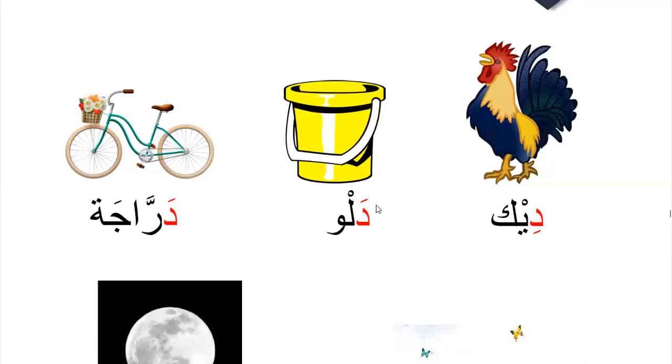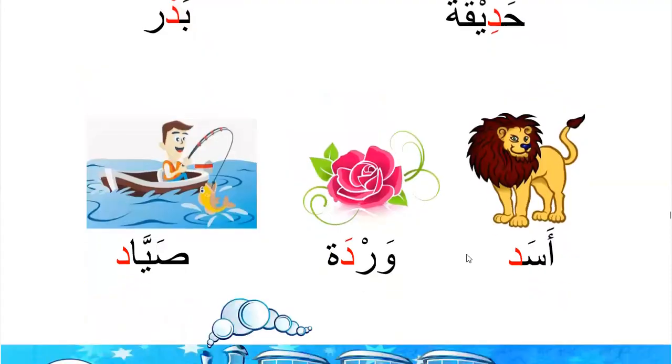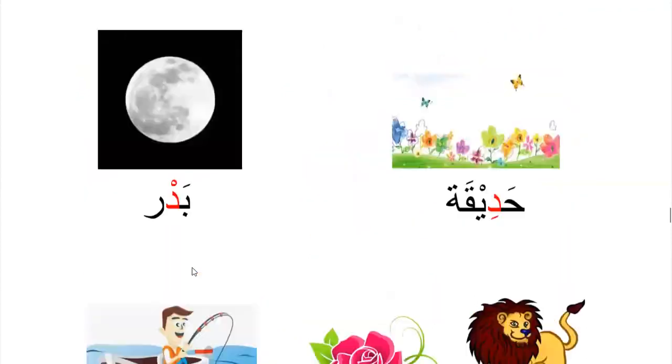Dalwun, bucket. Daraja, bicycle. Hadika, garden. Badar, moon. Asad, lion. Warda, rose. Sayyad, hunter. Sayyad means hunter.